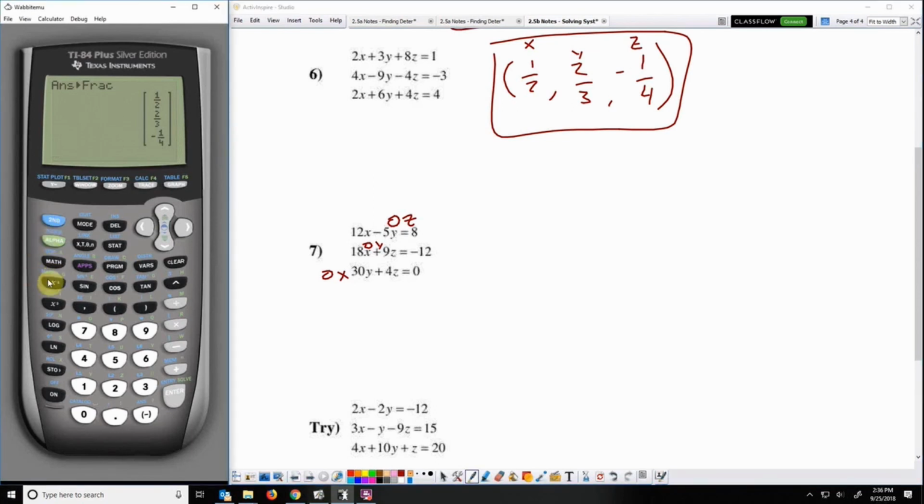Okay, so go to matrix, edit matrix 1 to a 3x3, and we have 12x, -5y, and 0z. And then 18x, 0y, and 9z. And then 0x, 30y, and 4z. Now I'll go back to matrix and edit matrix 2 to a 3x1, 8, -12, 0.